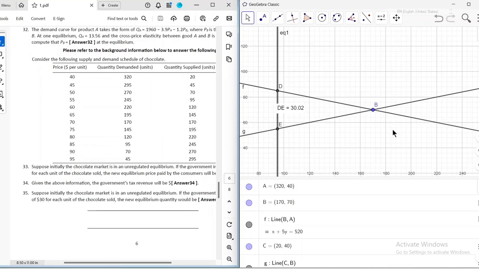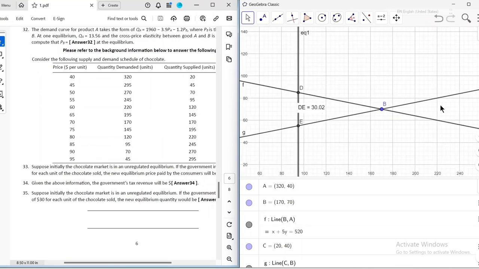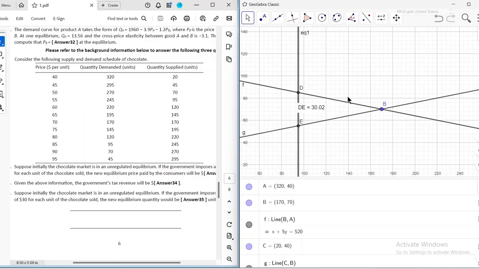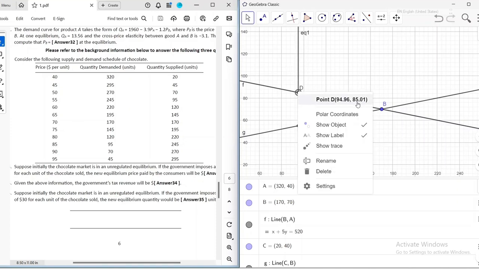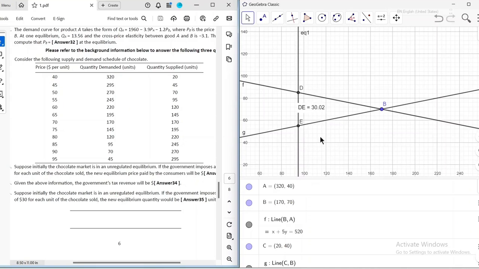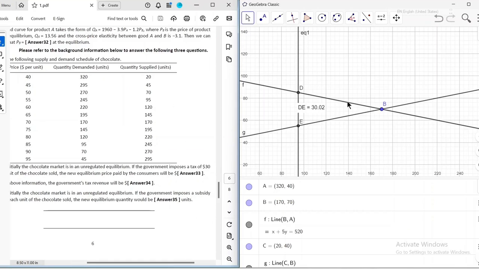Now, what is the equilibrium price paid by consumers? So when you right click on this point, so this is the demand curve, right? When you right click on this point, you will see the price is 85.01. Okay, now if the tax is exactly $30, then you will see the answer is 85. Okay, so it depends upon you. Otherwise this is correct.